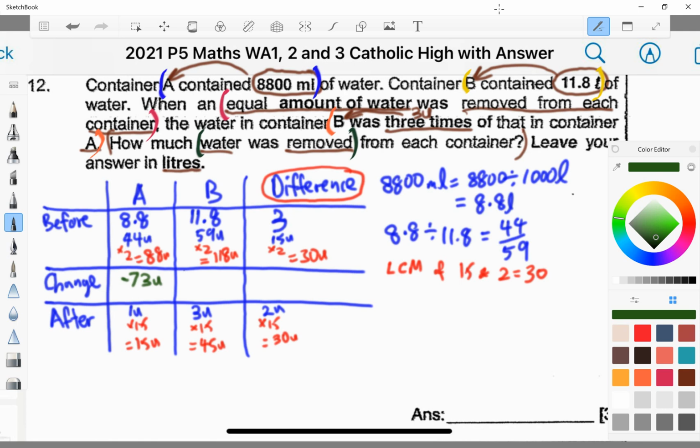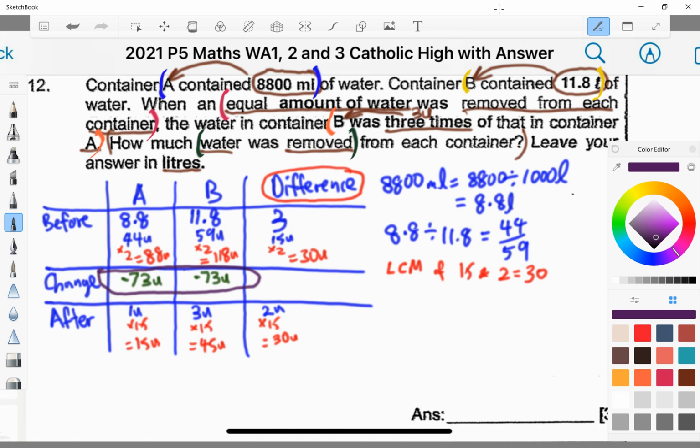Meaning 88 units minus 73 units, I managed to obtain 15 units. What about my container B? From 118 units, it's also a drop of 73 units to allow me to achieve 45 units. So as everyone is able to see, for both container A and container B, there is a minus 73. So this minus 73 units for both container A and B tells us that this question is indeed difference unchanged, part of the unchanged family.